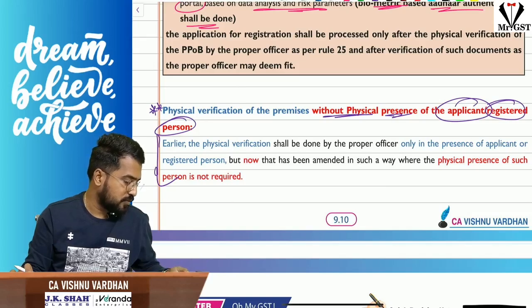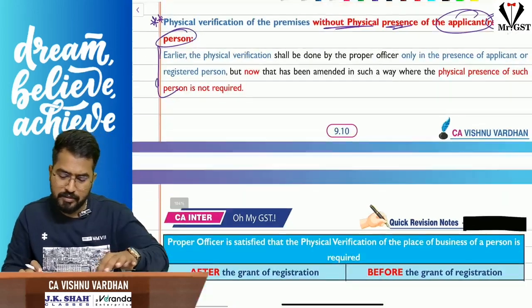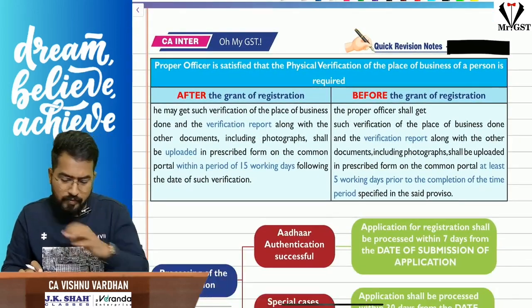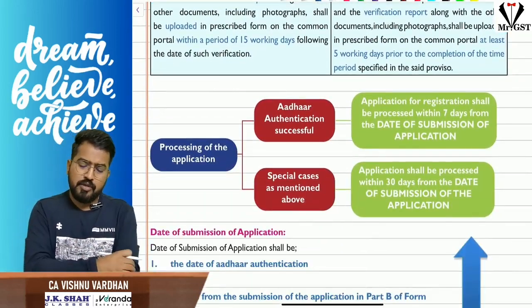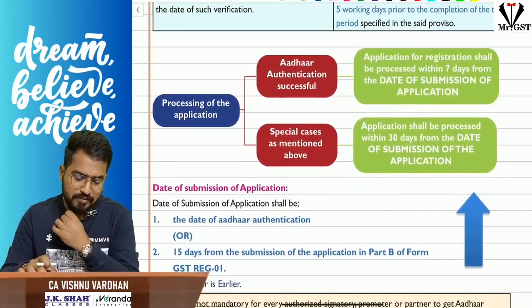Hope it is clear for you. Next. So remaining things are date of processing the application, all the stuff you can just manage.